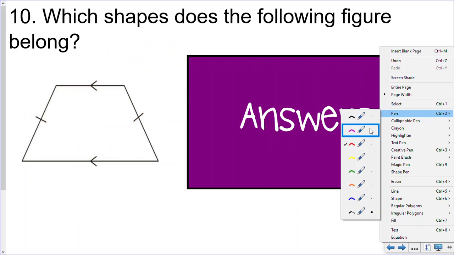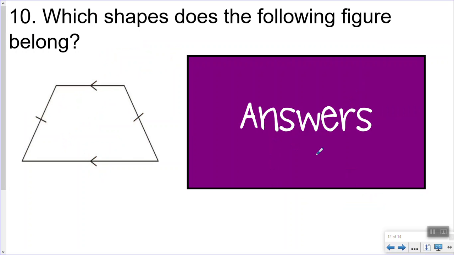All right, so if I look at this, the first thing that I notice is that I only have one pair of parallel sides. If we were to extend the other sides, they would eventually cross, and if they're going to cross, that means they're not parallel. So we only have one pair of parallel sides, which means that this is a trapezoid.